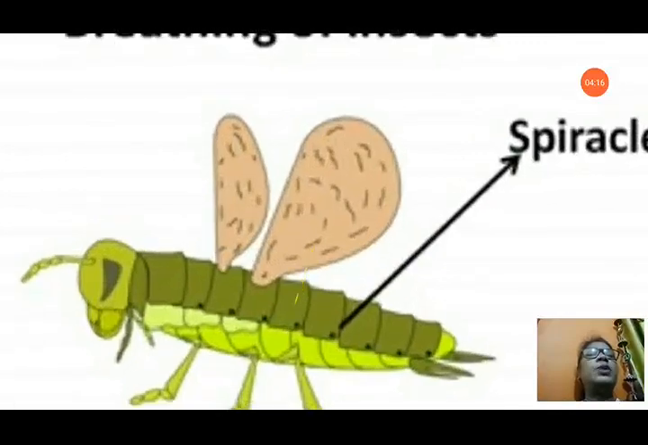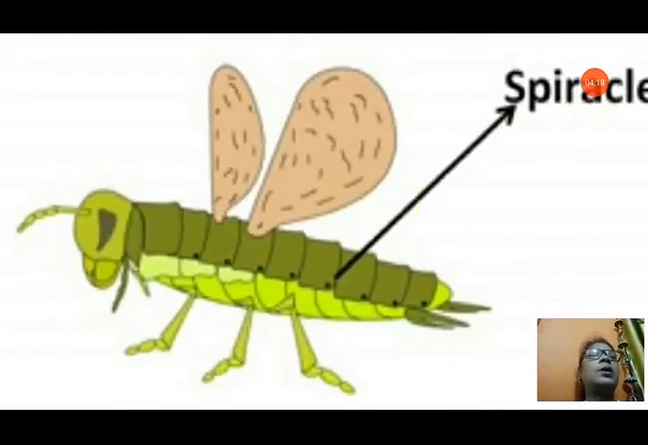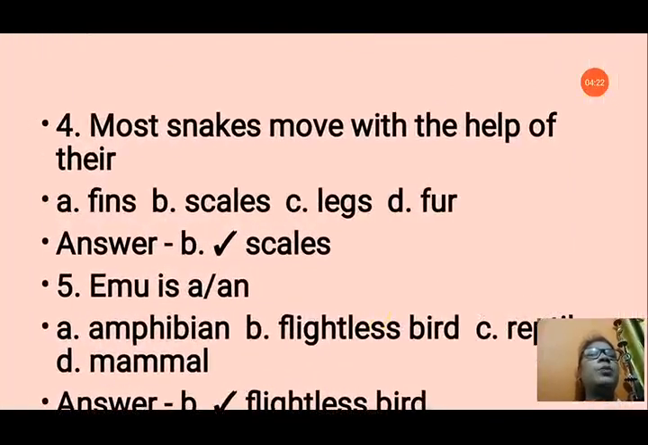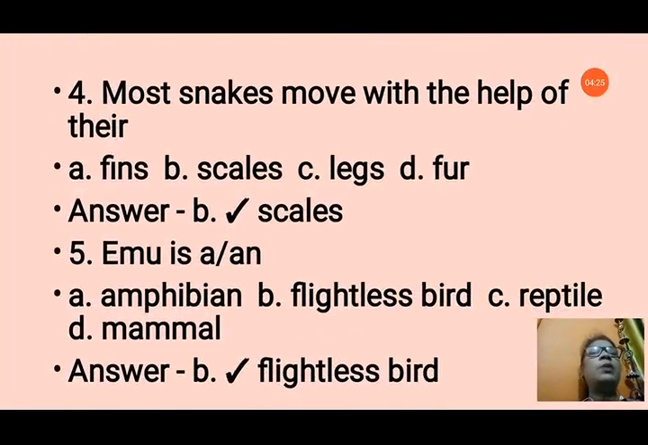In insects also, the breathing organs you can see are spiracles, the holes in the side of their body. Now question number 4. Most snakes move with the help of their A, fins, B, scales, C, legs, D, fur. We know that snakes have scales over their body that help them to move. Answer B, scales, is the correct option.